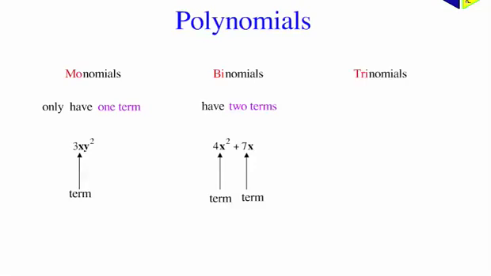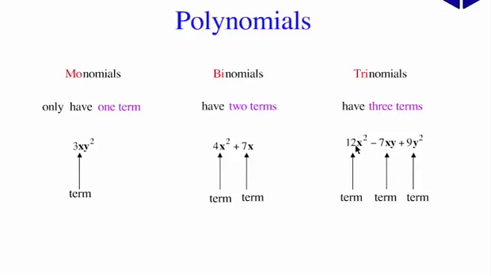Okay, trinomials, like tricycle, right, have three terms. So tri means three, or triceratops, okay, three terms. Here we have 12x squared, take away 7xy plus 9y squared. And these are the terms. So the 12x squared is one term, minus 7xy is another term, plus 9y squared is another term. Okay, can you see where the border is between terms in each case?